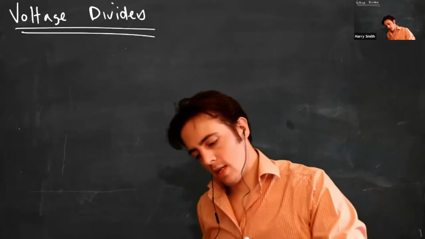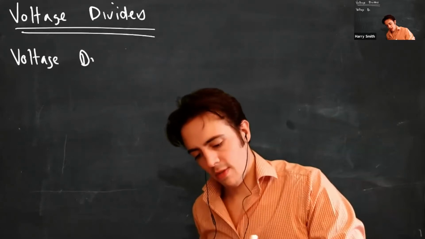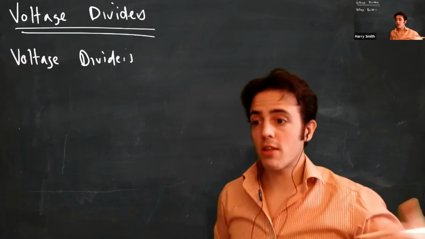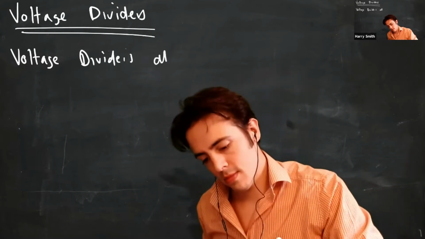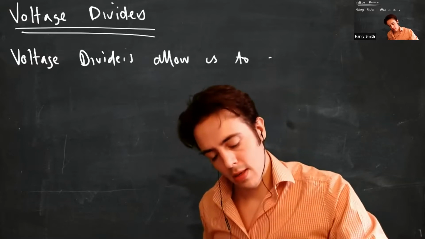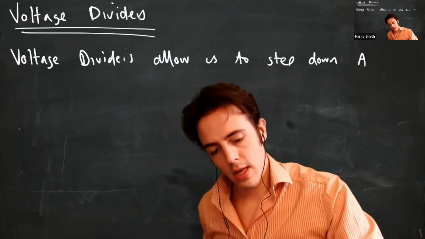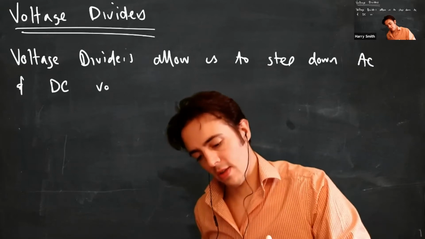Now, voltage dividers are incredibly useful because they allow us to take a voltage. There we go. Alexander says stepping down voltages. They allow us to step down AC and DC voltages.